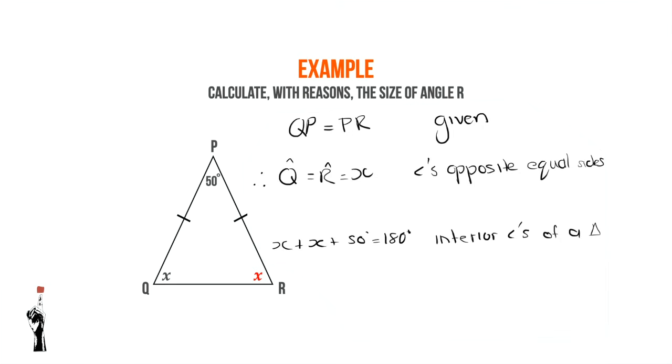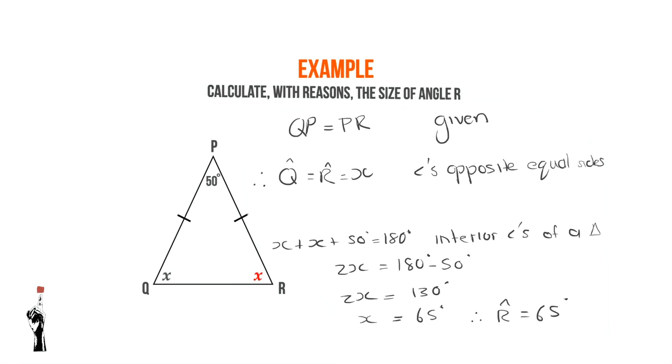Now I need to calculate x. x plus x is 2x, and 180 degrees minus 50 degrees equals 130 degrees. Now, 130 divided by 2 equals 65 degrees. Therefore, I know x is 65 degrees, but they asked me for the size of angle R, not x. Therefore, I must answer my question by saying angle R is equal to 65 degrees.